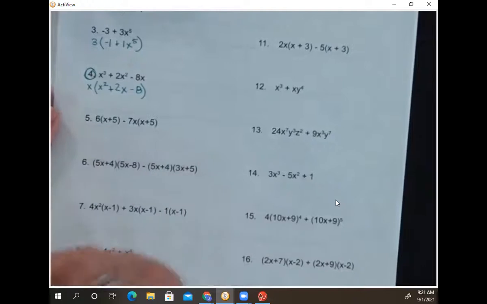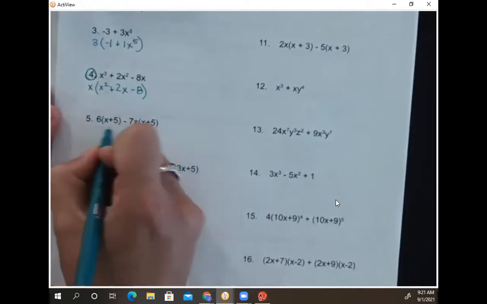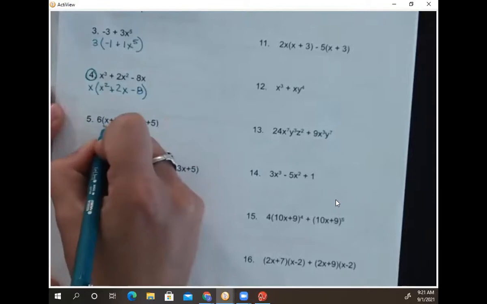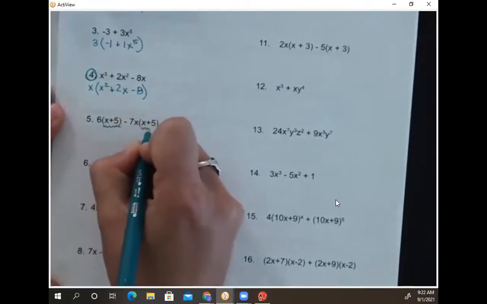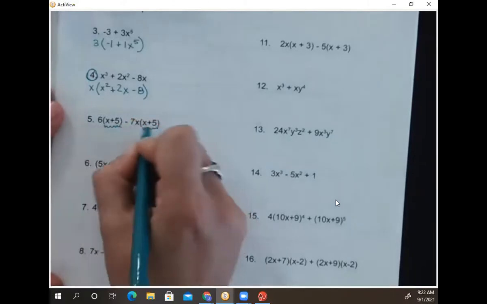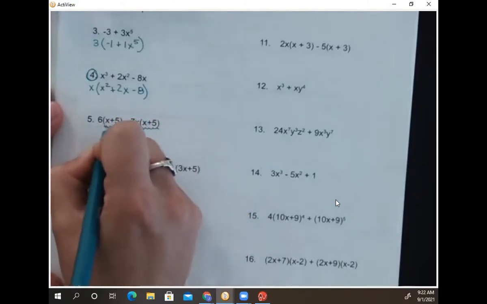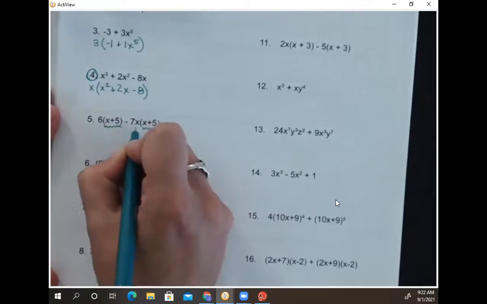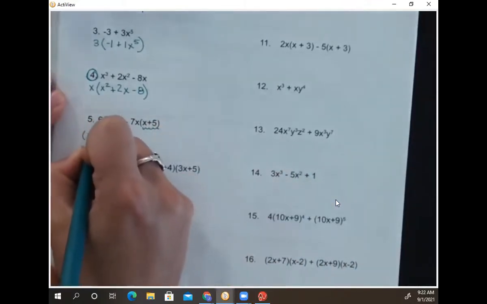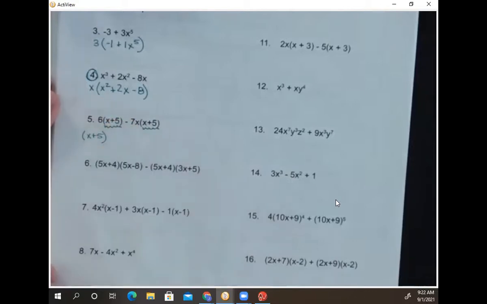Let's take a look at number 5. So I've got a term here and I've got a term here. What factor do you see in both of those terms? Yeah, this time it's sort of a big clunky thing, right? That x plus 5. This is a common factor. I'm saying 6 times this thing, that makes it a factor. 7x times this thing, that makes it a factor. So my greatest common factor here is x plus 5.